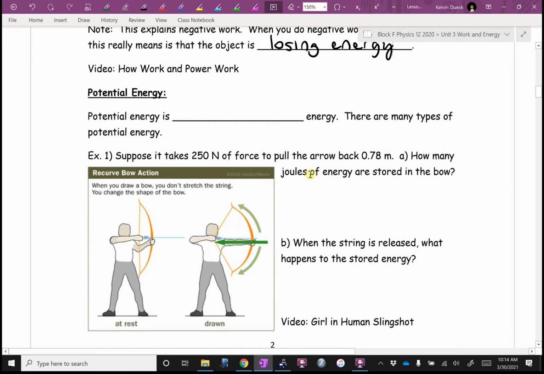Back to our notes, potential energy is stored energy. There are many types of stored energy, chemical energy in gunpowder or in food. But a really good example of stored energy is a bow from a bow and arrow. Suppose you pull a bow back and it takes 250 newtons of force to pull the arrow back 0.78 meters. How many joules of energy are stored in the bow? Well, the work that you did was the force times the distance.